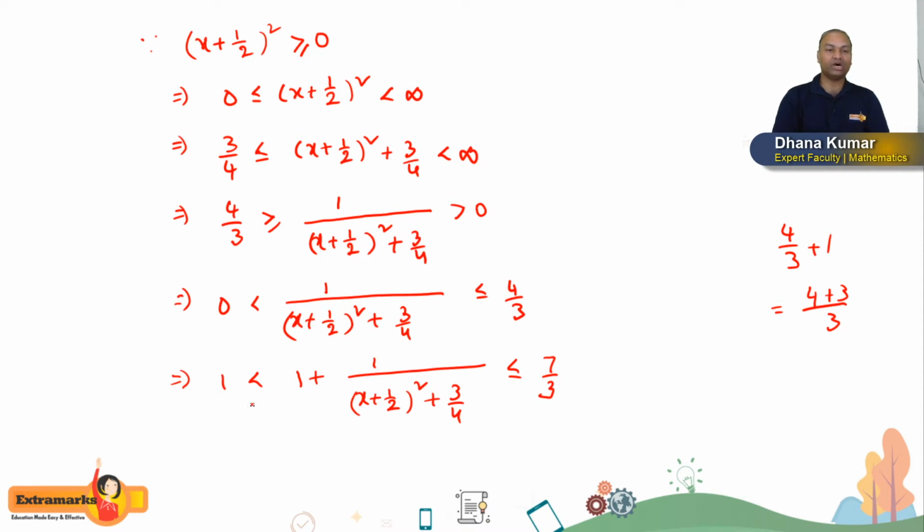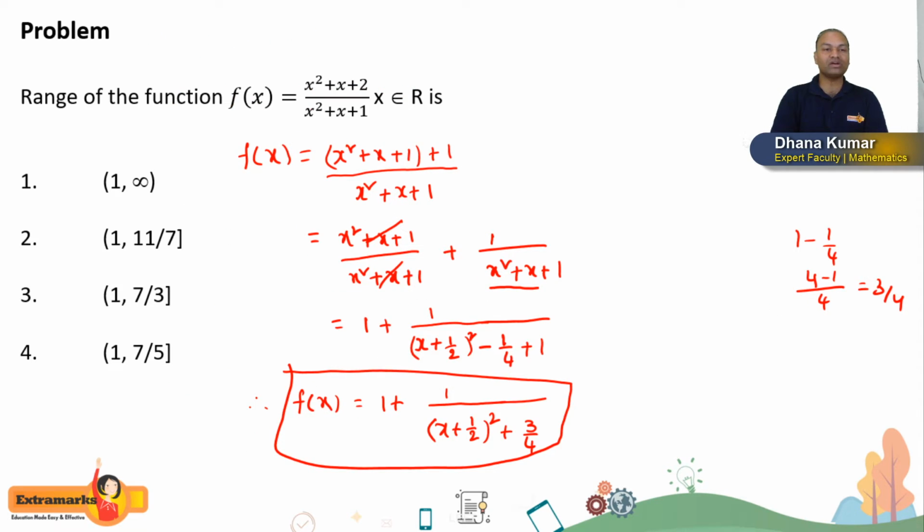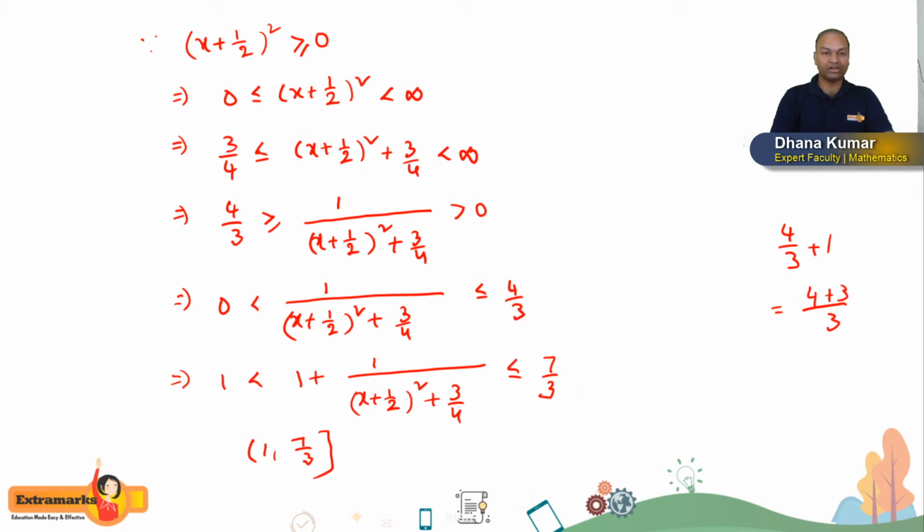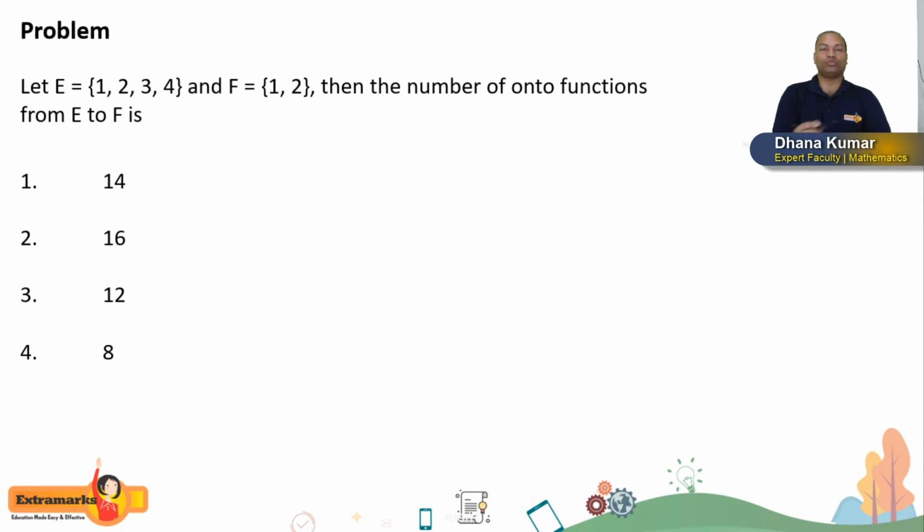Finish. Now here what will the range be? 1 comma 7 by 3. Here the equality sign is there, that is why I wrote a closed interval. So therefore the range is 1 comma 7 by 3. The third option is correct. This is the procedure for finding the range of a given problem.